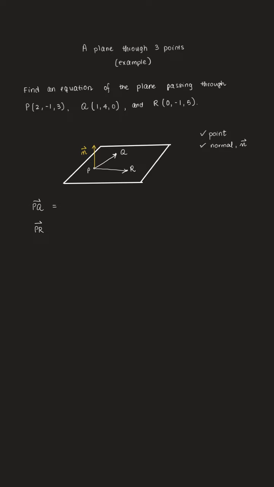So vector PQ, if we subtract corresponding components, will be 1 minus 2, which is -1, 4 minus a -1, which is 5, and 0 minus 3, which will give us -3. For vector PR, again subtracting corresponding components, we'll have 0 minus 2 gives us a -2, -1 minus a -1, so -1 plus 1 gives us the 0, and then 5 minus 3 will be 2. Our normal vector to the plane will be the cross product of these 2 vectors that are coplanar.